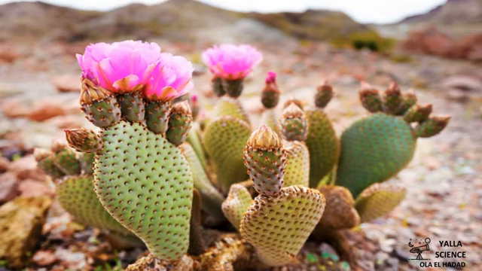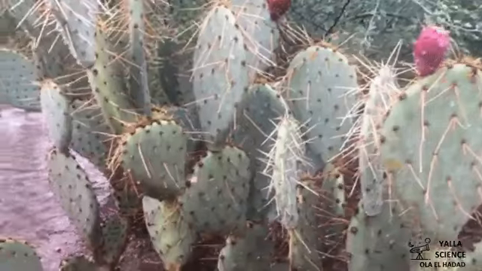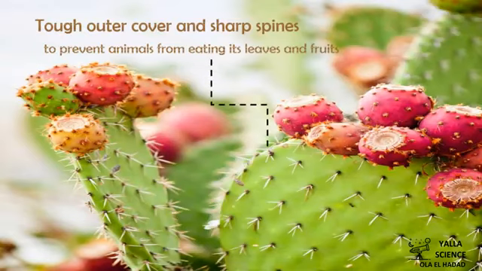The desert is also the habitat of the Barbary fig. It has sharp spines and a tough outer cover to prevent animals from eating its leaves and fruits.